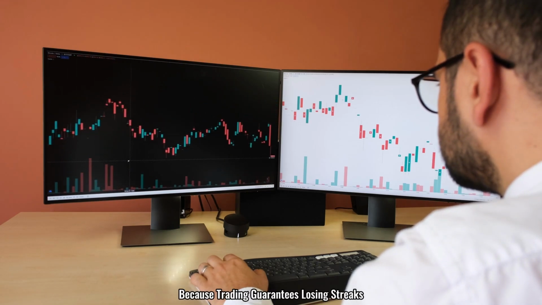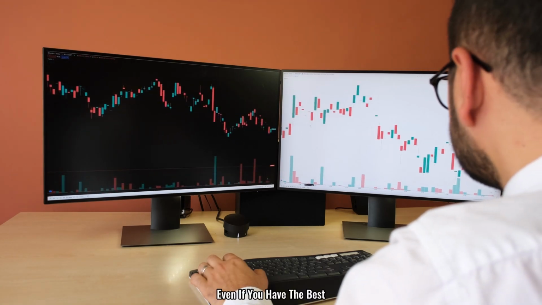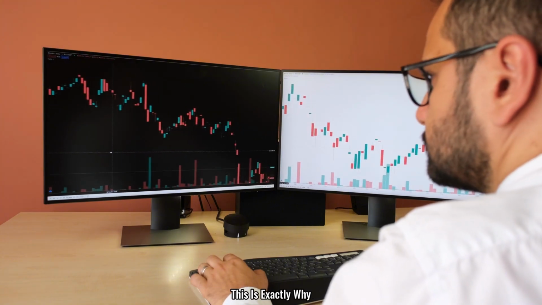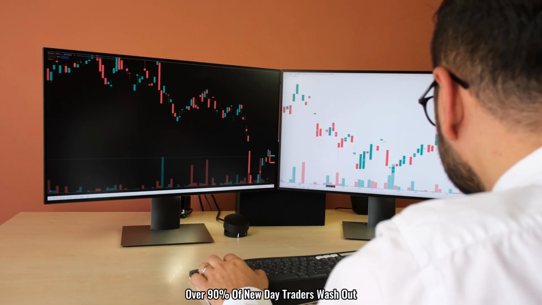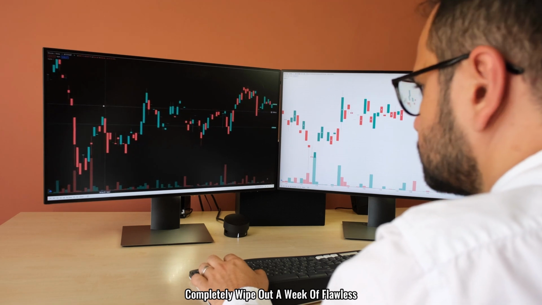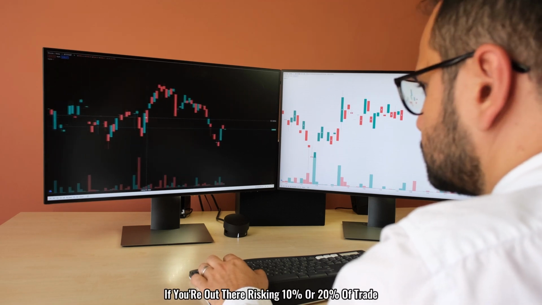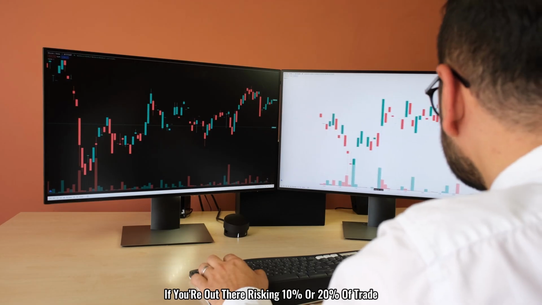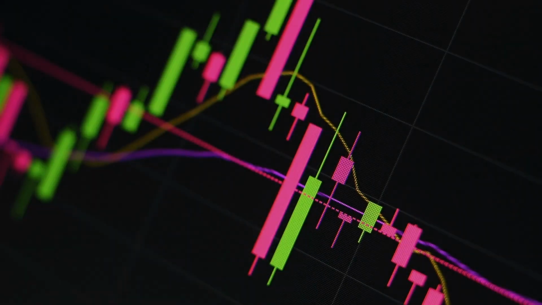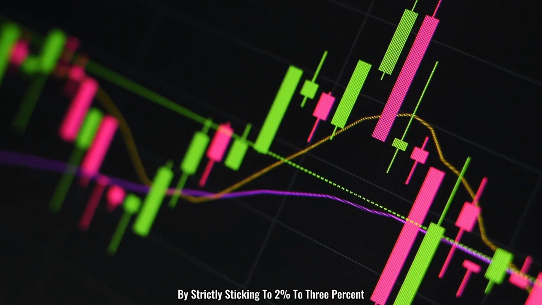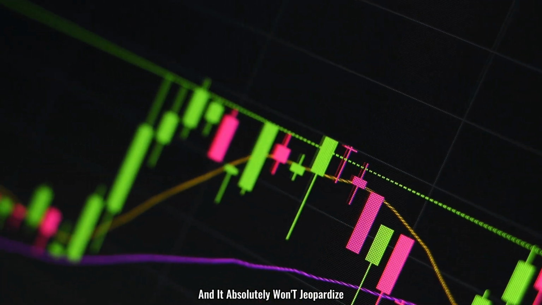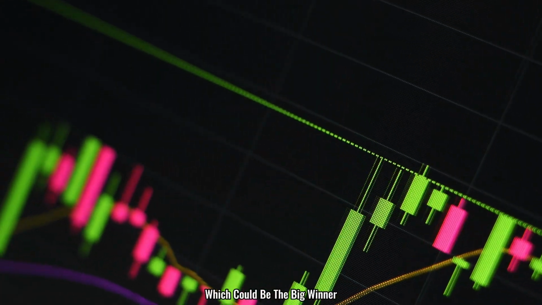Why? Because trading guarantees losing streaks. Even if you have the best top-down analysis in the world, you are going to face consecutive losses. This is exactly why over 90% of new day traders wash out. They let one bad trade completely wipe out a week of flawless top-down analysis. If you're out there risking 10% or 20% of your account on a trade, it is going to be wiped out way before the mathematical edge of your strategy can even play out. By strictly sticking to 2% to 3%, a single loss won't totally wreck you emotionally, and it absolutely won't jeopardize your ability to take the next trade, which could be the big winner.